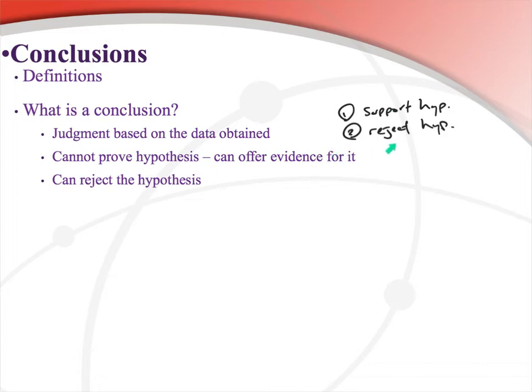However, you can reject it. So if your data goes against what you hypothesize, then you can reject it and say this is definitely not correct. But we cannot prove hypotheses to be true. We can just get support for it. So it's a good point going forward to remember that you can't prove hypotheses, but you can support them.